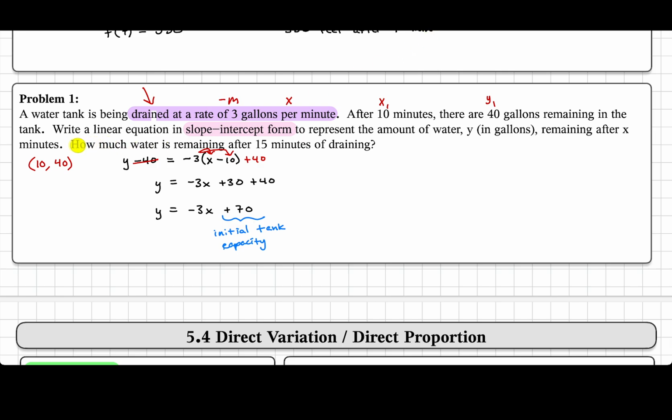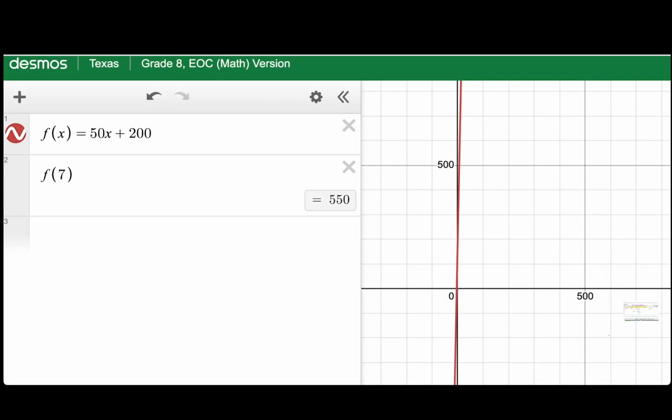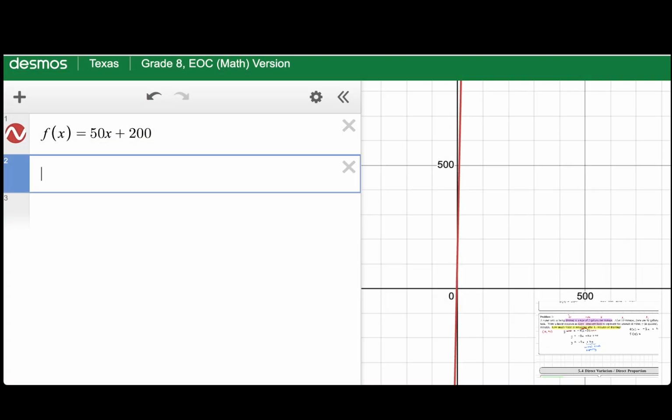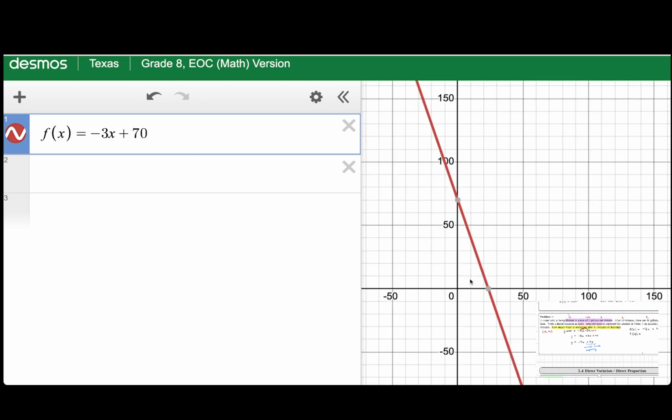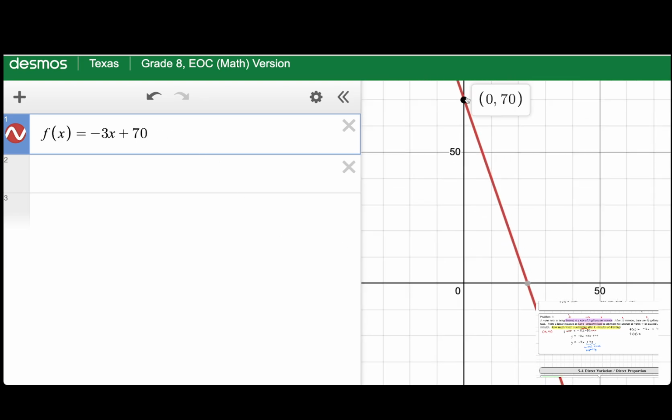So here's the final part of it. How much water is remaining after 15 minutes of draining? So let's create the function. We're going to create it so we can type it in Desmos. So instead of y equals, we're going to put f of x equals negative 3x plus 70. And then we're going to evaluate it for 15 minutes. Okay, we're going to go back into our Desmos here. So let's create this one. It's f of x equals negative 3x plus this initial capacity of 70 gallons. So there's the initial value.